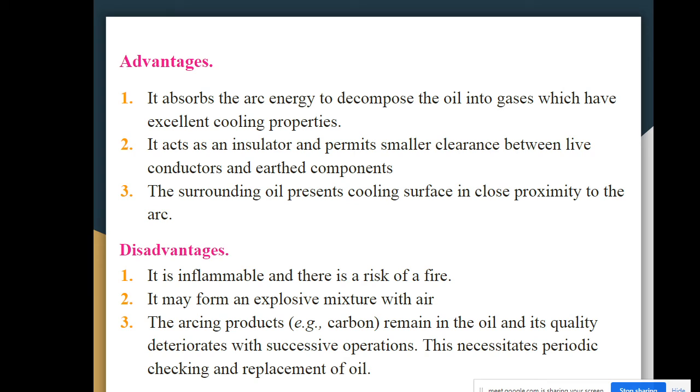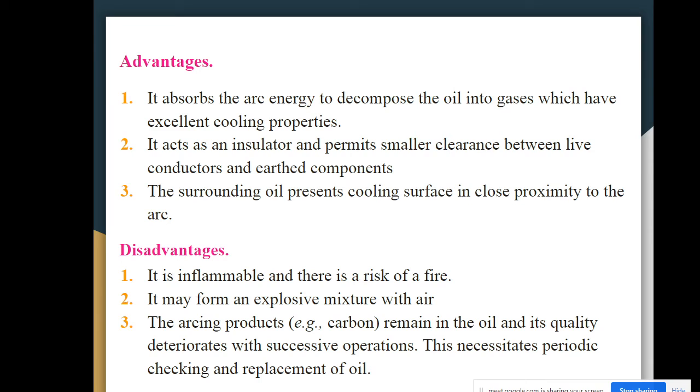I want you to write an assignment for these two, the bulk oil circuit breaker and the low oil or minimum oil circuit breaker. In the bulk oil circuit breaker, generally we use a high quantity of oil. The quantity of oil is more in the bulk oil, and less in the low or minimum oil circuit breaker. The concept behind this is the same as what I explained now.